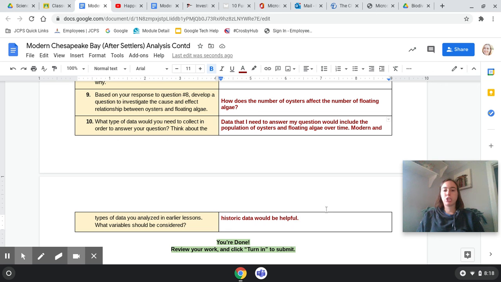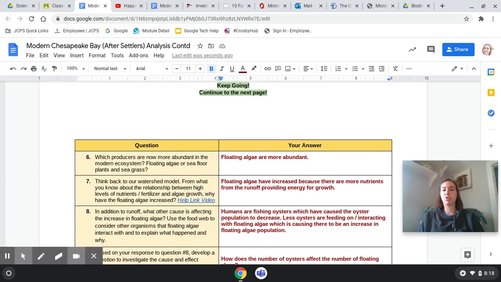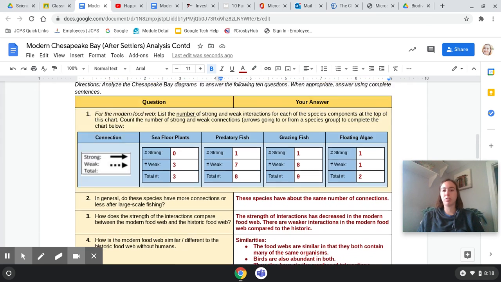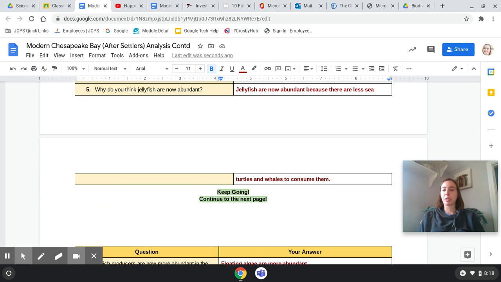Now that we have answered question 10, we're done. We should review our work. And after reviewing to make sure we've answered all of the questions, we'll turn in our work.